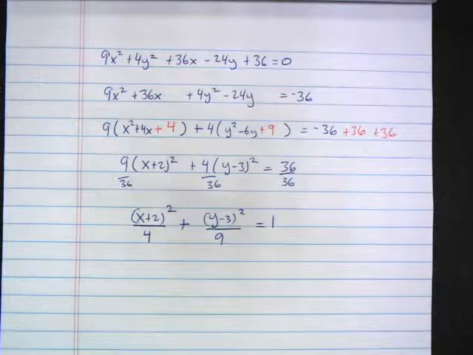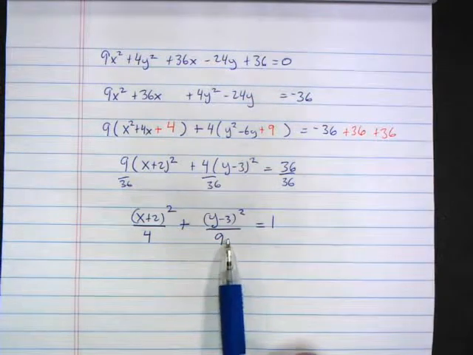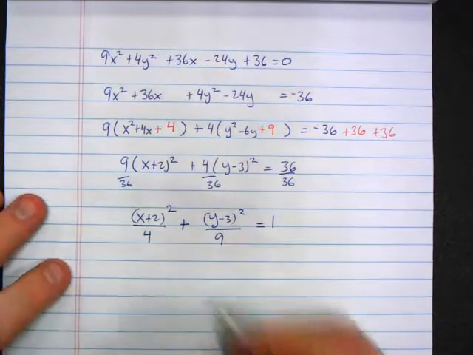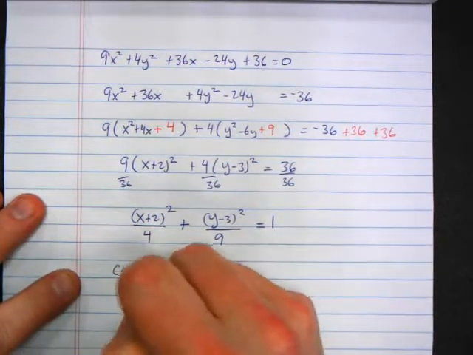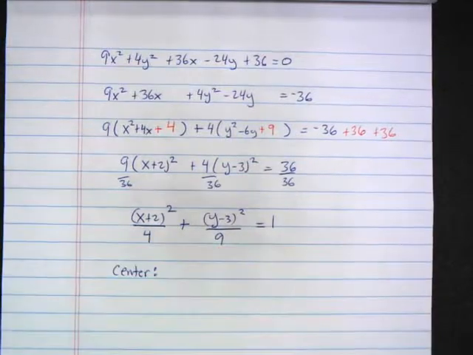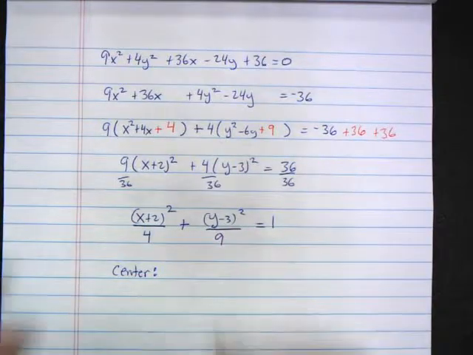Is this parabola wide and short? Or parabola, I'm sorry, is this ellipse wide and short, or is it tall and skinny? Tall and skinny. How do you know it's tall and skinny? The bigger number is under the y. All right. So tell me, what's the center? Negative 2, 3.